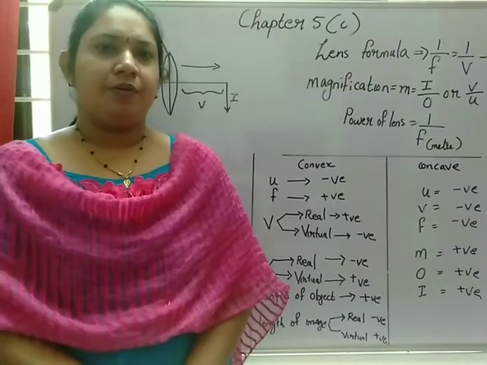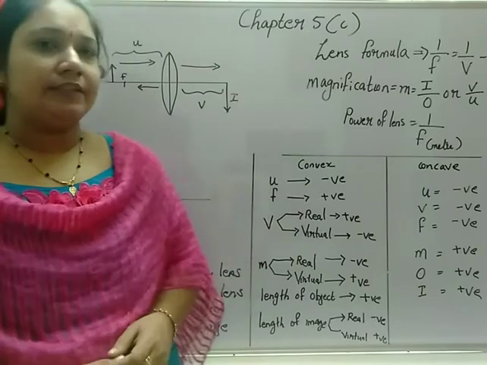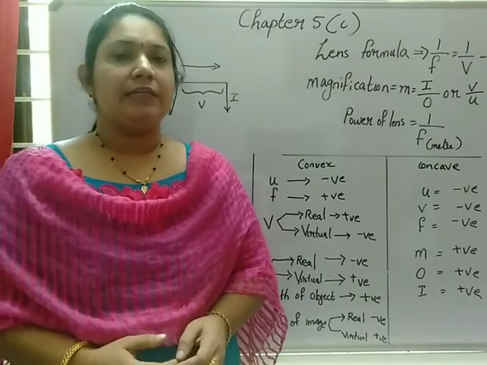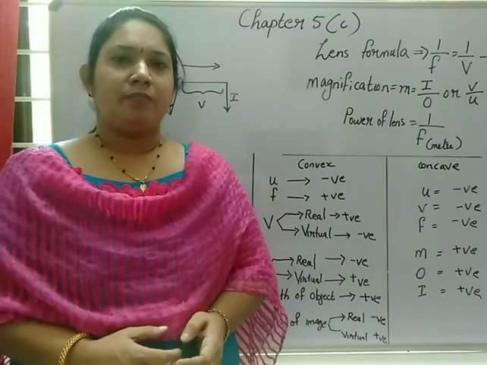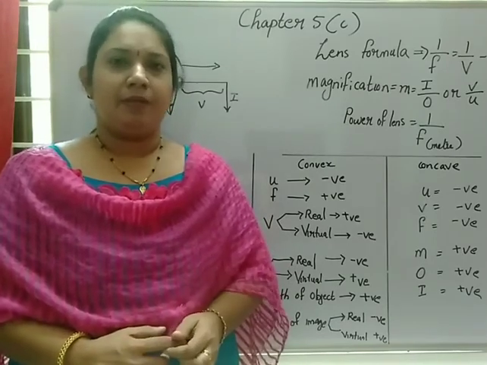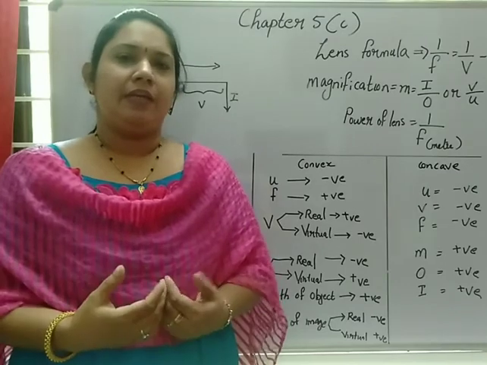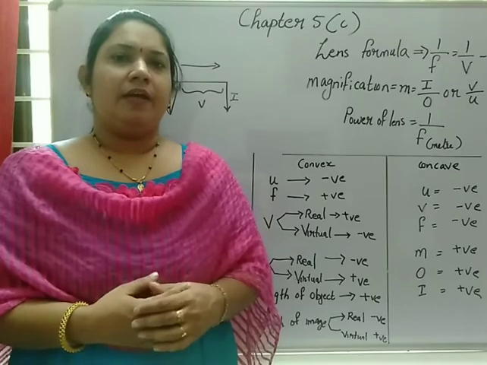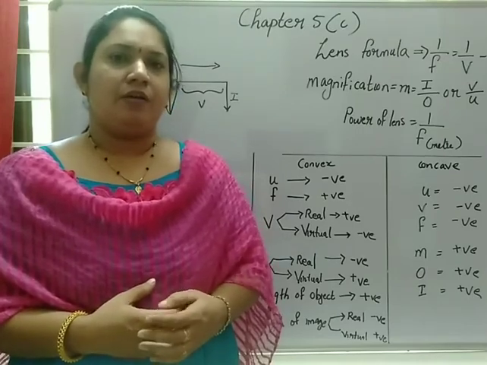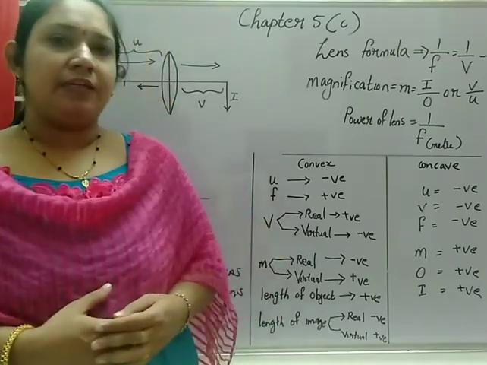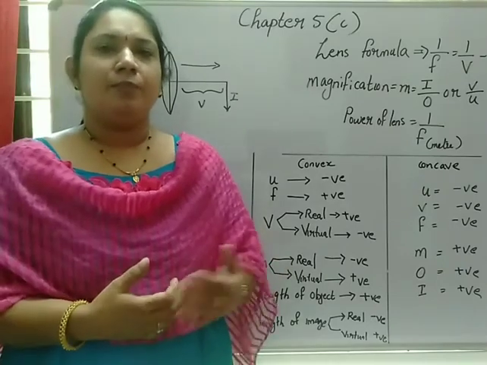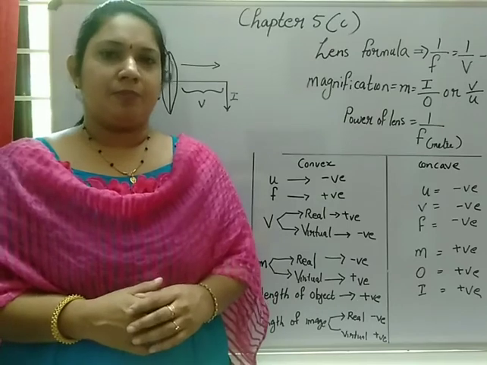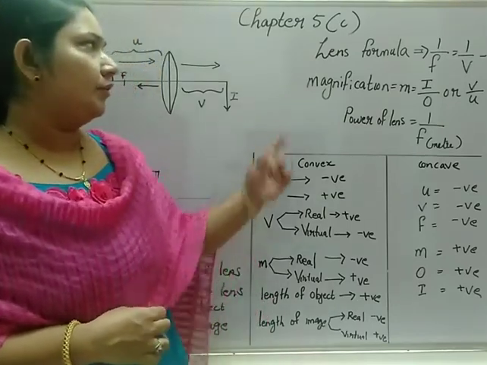Hi everyone, today we are going to study chapter 5C, that is numericals based on lens formula. We already completed chapter 5A and 5B. In that I gave you a detailed explanation on two different types of lenses and image formation by a lens when the object is kept at different positions. Now we are going to do the numericals under this topic, and here we are using only three formulas.